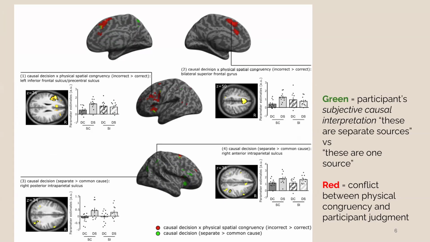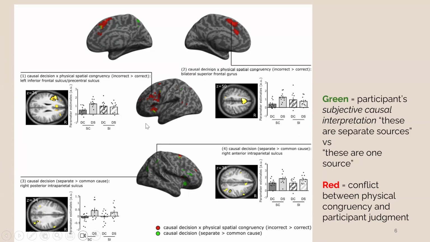And here, at the first and second result, we see two regions on the left and right, where it says Z equals 26 and Z equals 50. Those both come from... I think you can use your mouse and zoom.